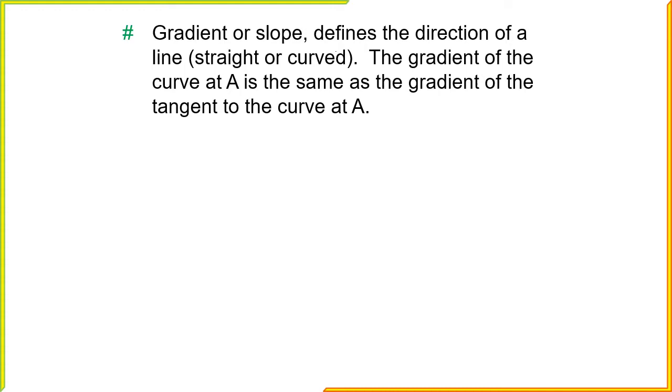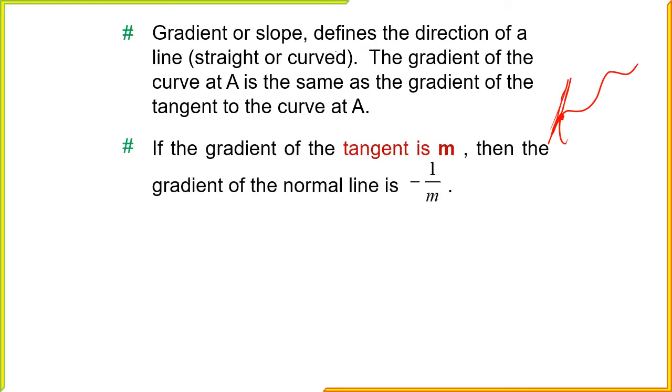Okay, the gradient of a slope defines the direction of the line, whether straight or curve. The gradient of the curve at A is the same as the gradient of the tangent to the curve at A. So we have this curve. To find the gradient of this curve at a certain point is the same as to find the gradient of the tangent. If the gradient of the tangent is m, then the gradient of the normal line is negative 1 over m. How do we get this?